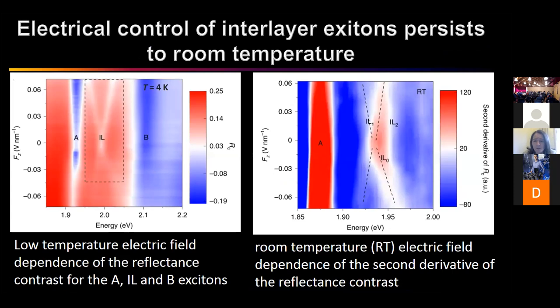And surprisingly, this electric field control of the interlayer exciton persists up to room temperature. So we have here the data at 4 Kelvin, and this is at room temperature, which indicates an oscillator strength larger than the pure interlayer excitons that have been reported in heterobilayers.